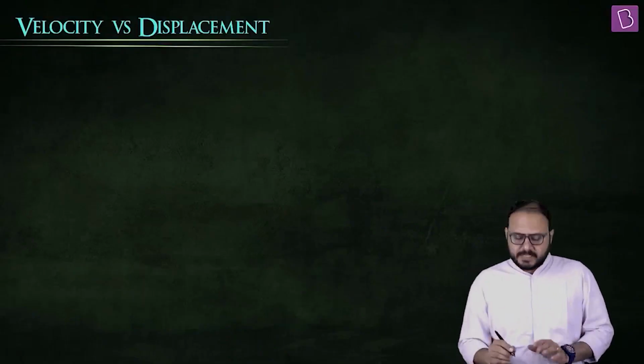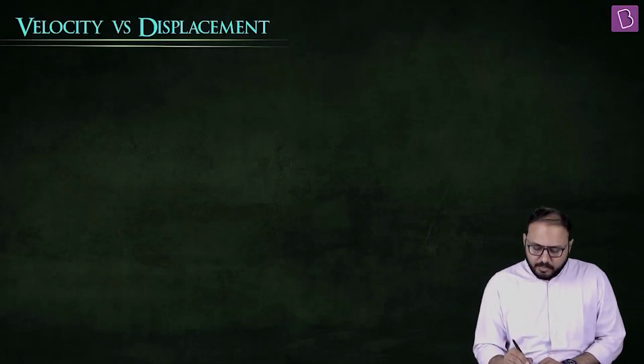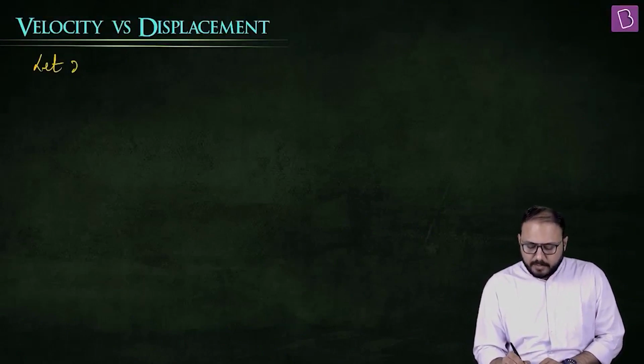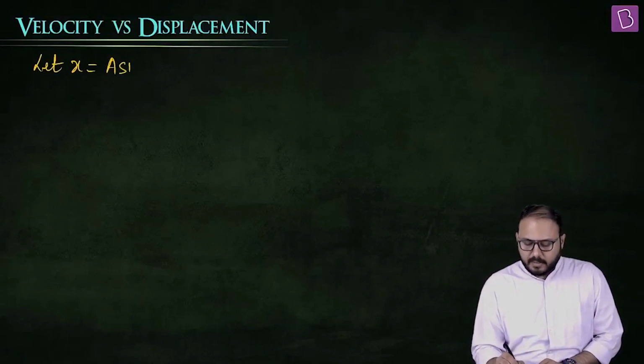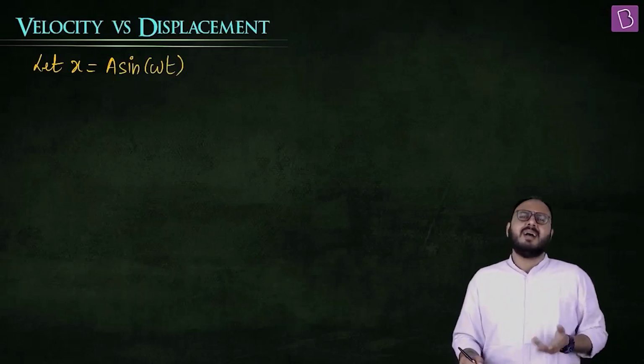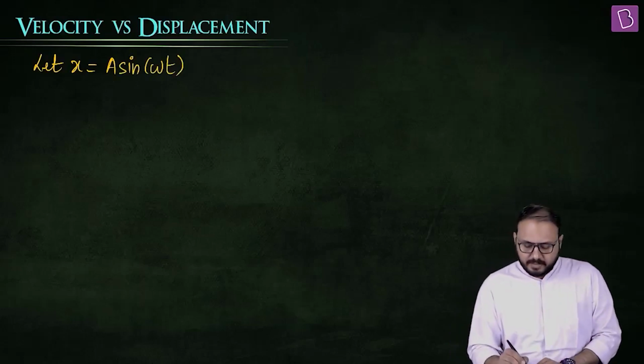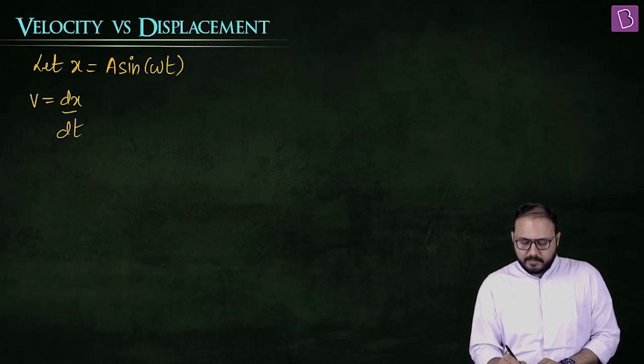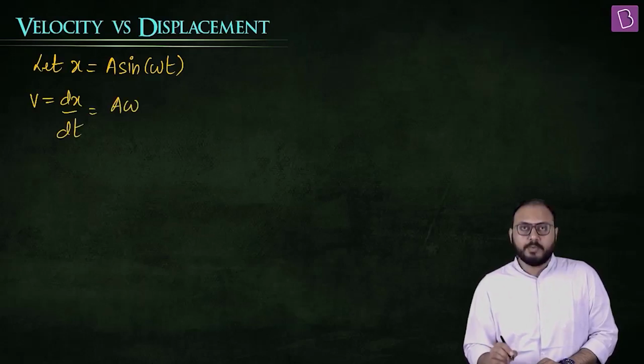Velocity and displacement. Yes, we know that x could be a sine omega t plus phi. Let phi be as it is for now, it's a carry forward, what's the problem? All right. So v will be equal to what? dx by dt. v will be a omega cos omega t.